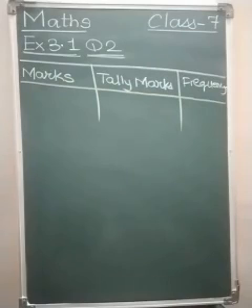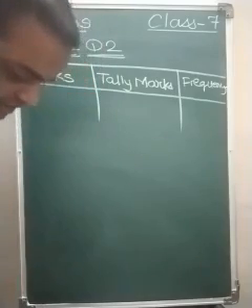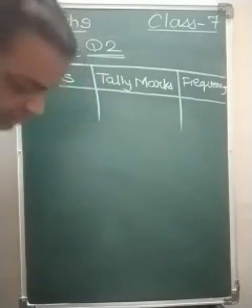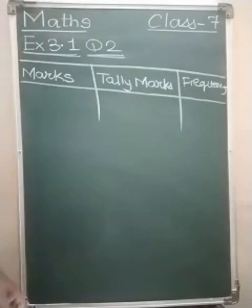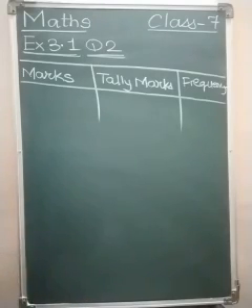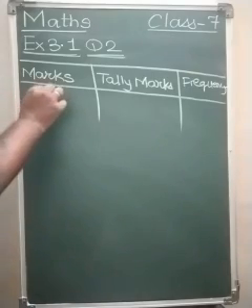So marks means what? Here you can see that different students are getting different marks. Some students have got 4 marks, some has got 1 mark, some has got 9 marks. So the lowest mark here is 1 and the highest mark here is 9. So up to 9 only the students have got the marks. So what we will do? First we will take down here 1.